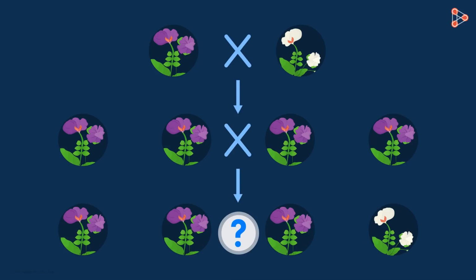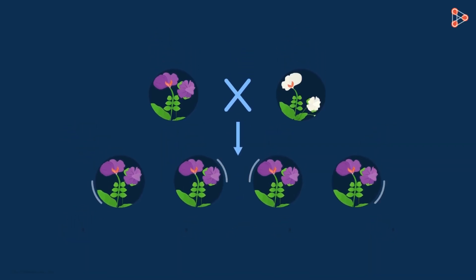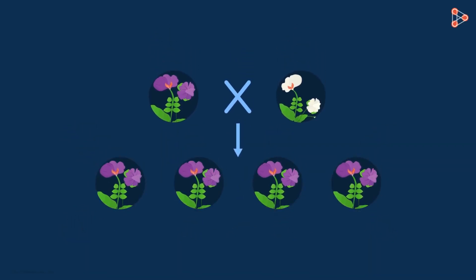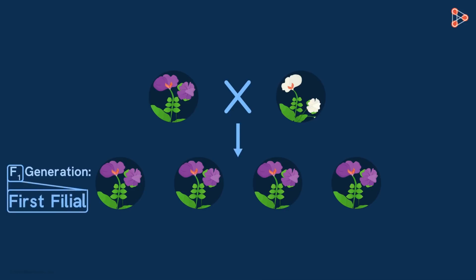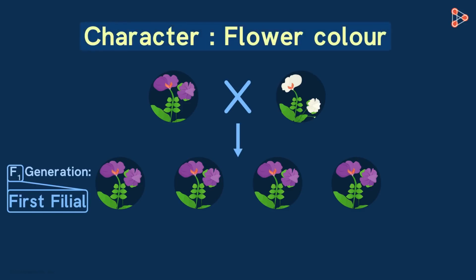How could this be possible? Moreover, what could be the probable reasons for this? The first set of results were that all the plants in the first or F1 generation were with purple-colored flowers. Here, the term F1 indicates the first filial generation. In this case, he considered color of the flower as a character.